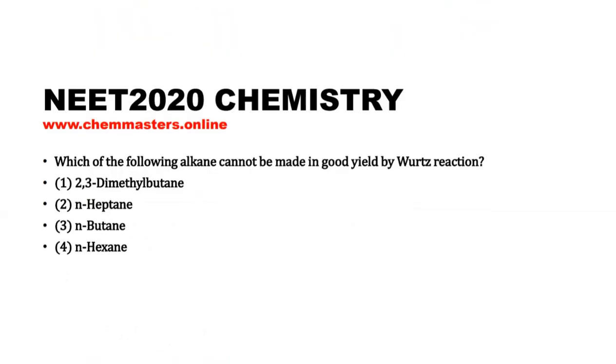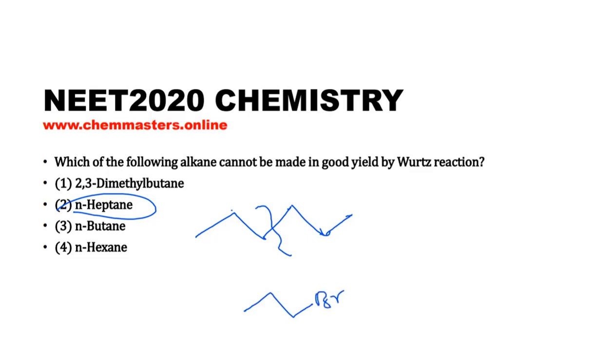And next question: which of the following alkanes cannot be made in good yield by the Wurtz reaction? So the correct answer is n-heptane, because here just try to take hexane, 1 2 3 4 5 6. So this is the hexane that should be produced. So simply we can start from here with 1-bromopropane. So 2 moles of 1-bromopropane should react in the Wurtz reaction to produce the final product.